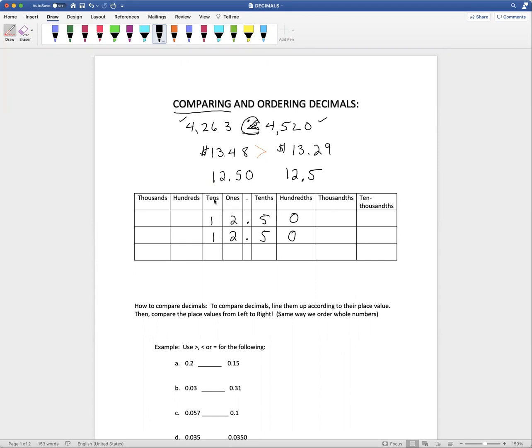So if we take a look at each one of these place values, and remember, when you compare these numbers, you start at the highest place value, which is tens. We have 1 ten in each one of these. We have 2 ones in each one of these. We have our decimal. We have 5 tenths in each one of these, and we have 0 hundredths.